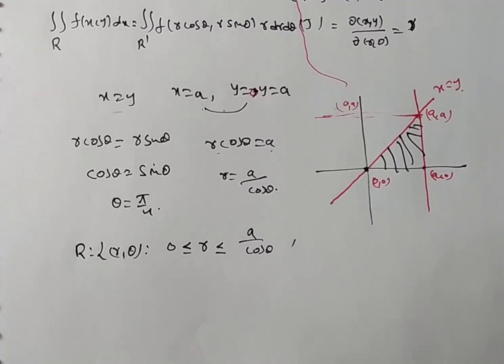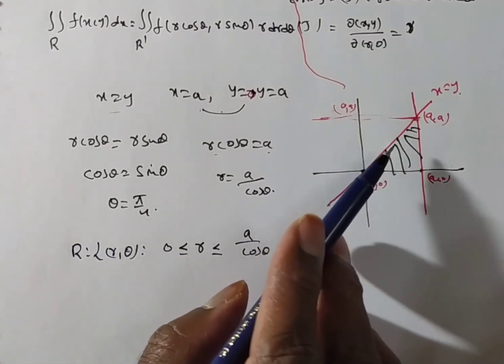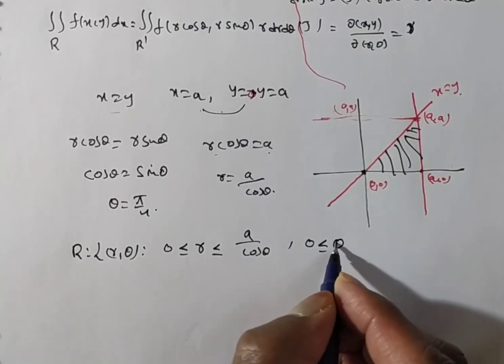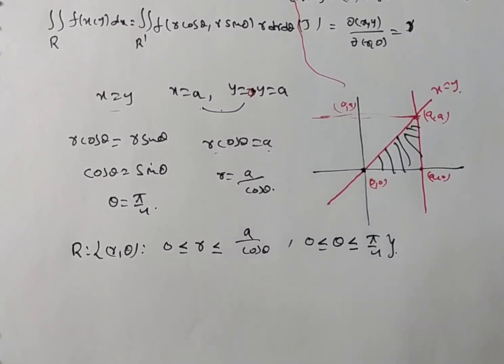Next I want limits for theta. What is the theta limit you have? Already we discussed, this is half of the plane on x is equal to y. Theta starts from 0 less than or equal to theta less than or equal to pi by 4. This is the method to change from Cartesian into polar coordinates. Clear? Now I am evaluating the given problem.